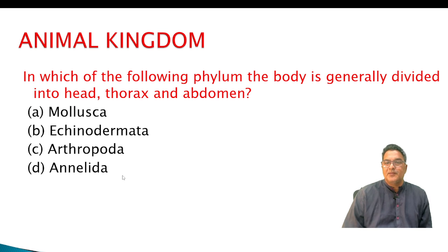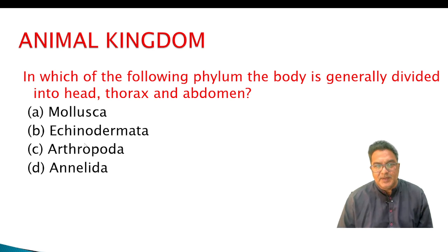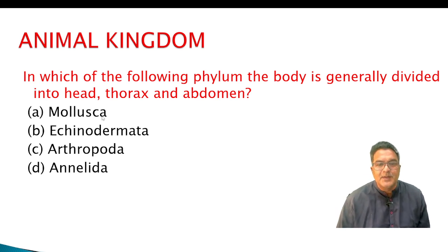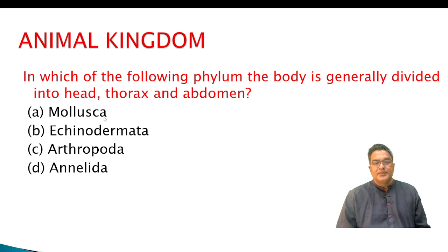In which of the following phyla is the body generally divided into head, thorax, abdomen? Head, mantle, foot is Mollusca. Then there is no specific segmentation, except in Nereis, head and trunk in Annelida. Whereas head, thorax, abdomen is a characteristic feature of phylum Arthropoda.